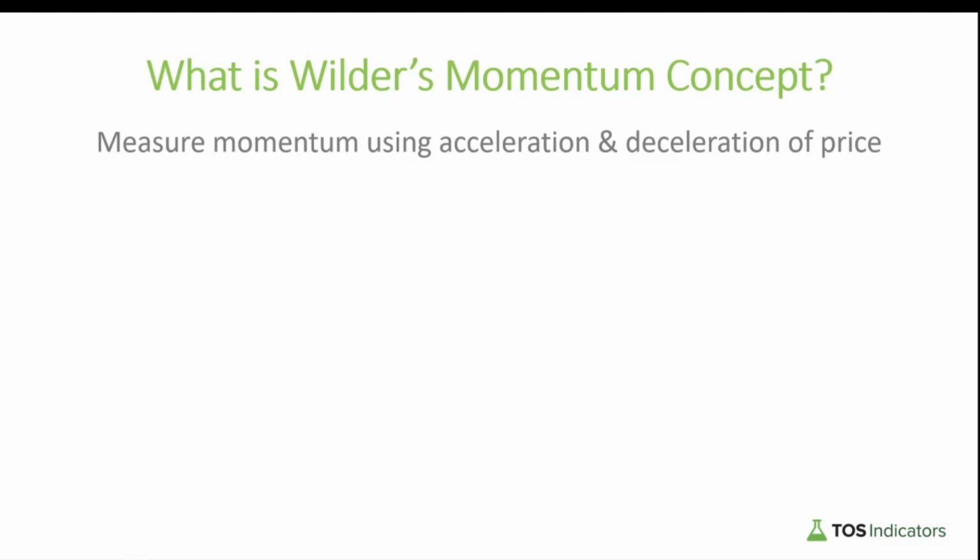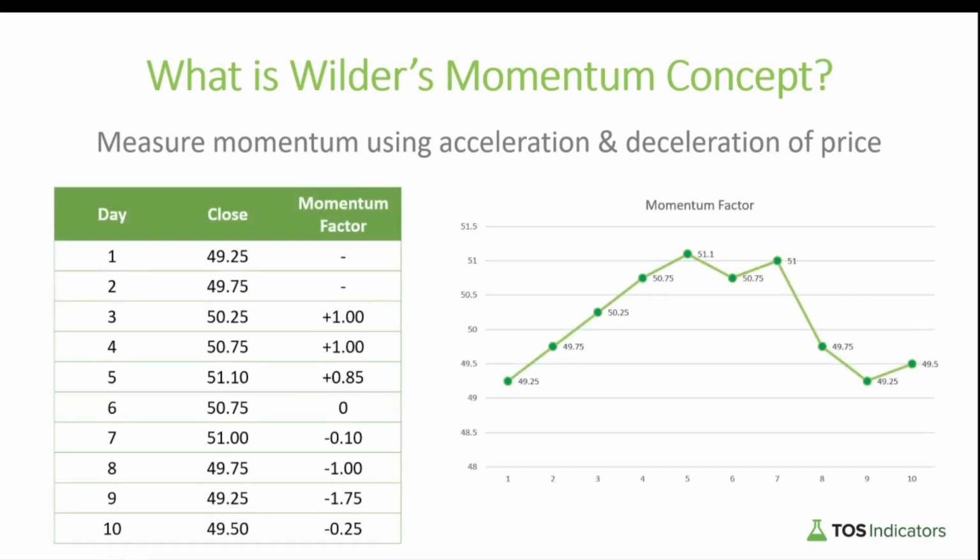Now, starting off, Wilder's momentum concept is, in a high-level view, a way to measure momentum using the acceleration and deceleration of price. Now, I know that sounds really easy or straightforward or commonsensical, but let me go through a real-life example here. This is one from the book, but let's assume here that you have 10 days of price activity. That's what this represents, 10 days in the first column. The second column right here represents all of the closing prices for this particular ticker for 10 days.